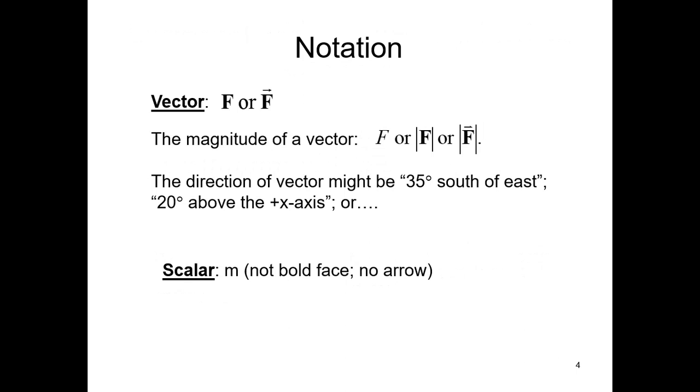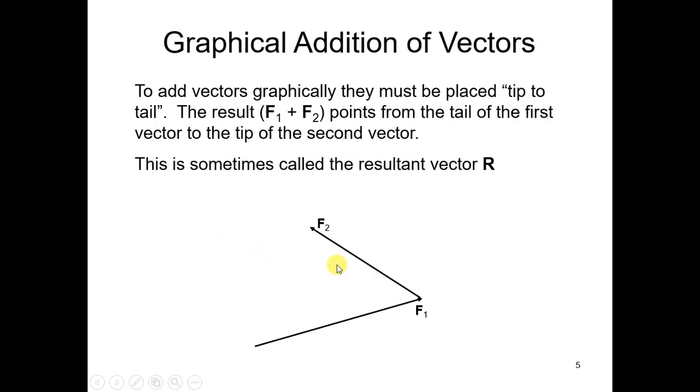Now see here the notation of vectors. A vector is represented by a dark bold F, or F with an arrow raised over it, and the magnitude of the vector is represented by a plain F. The direction of a vector might be 35 degrees south of east, or 25 degrees above the plus x axis or minus. For a scalar, like m, there is no bold face or arrow.